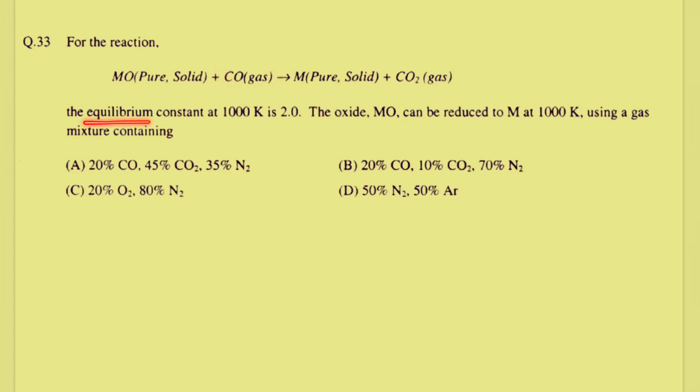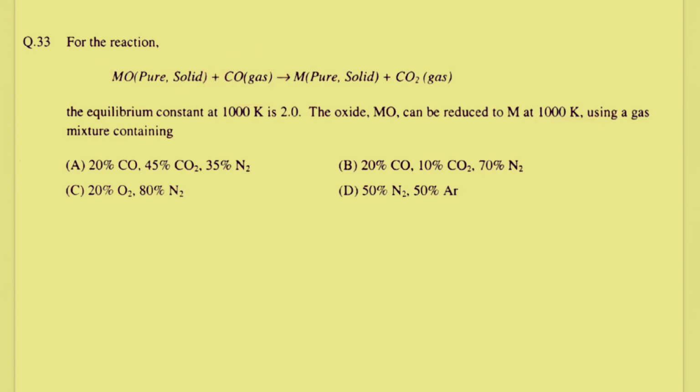Now, the equilibrium constant at 1000 Kelvin is 2. So, the K equilibrium value is given to you, that is 2 at 1000 Kelvin. The oxide MO can be reduced to metal M at 1000 Kelvin using a gas mixture containing... So, we have 4 options, and we have to select which gaseous mixture should be used to reduce this MO by carbon monoxide at 1000 Kelvin.